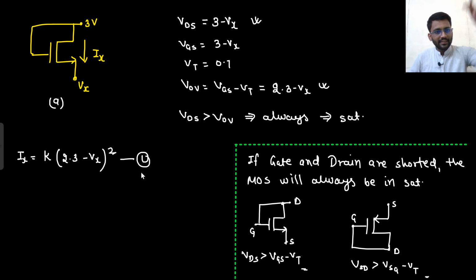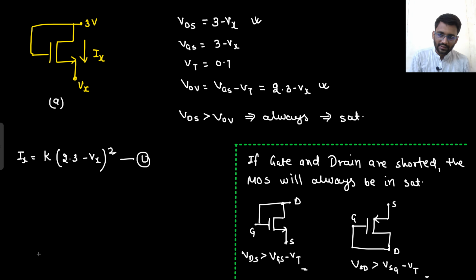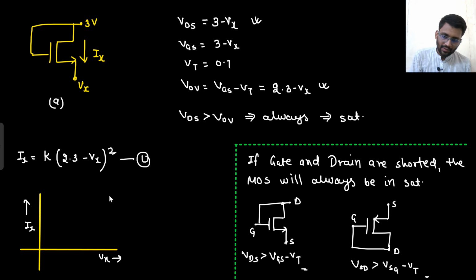So if my Vx increases, my Ix decreases, right? I am drawing Ix versus Vx. So if Vx is 0, this is my Ix, some k into 2.3 square. No need of values, you just need to draw the graph. Now if Vx is increasing, the Ix will decrease like this.